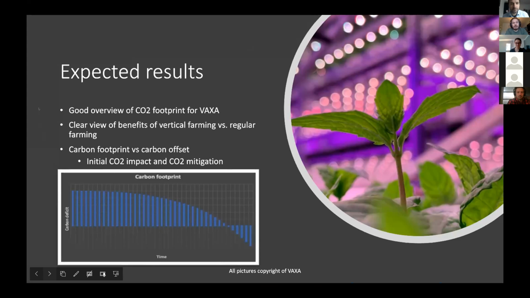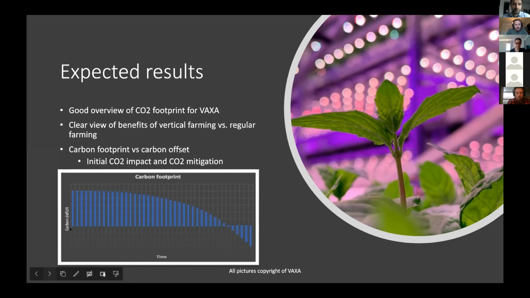And the expected results. A good overview of the CO2 footprint of Voxa, because this is probably something the consumer is most familiar with. I think for the general public, it's probably the easiest to identify. A clear view of the benefits of vertical farming versus regular farming. There have been studies that say vertical farming is beneficial and more sustainable, but we want to get Voxa's methods to see the clear benefits.